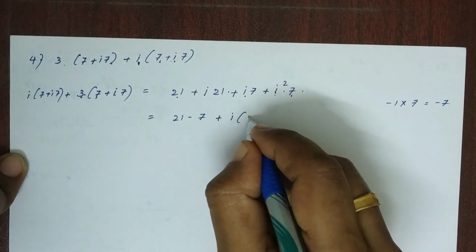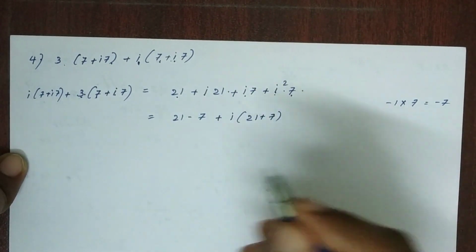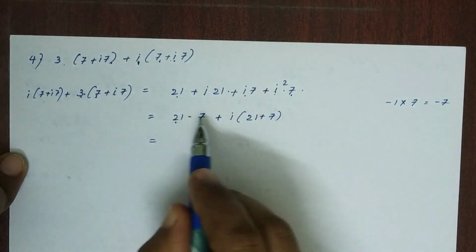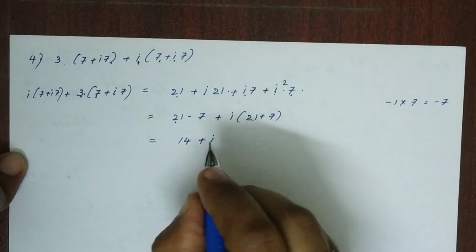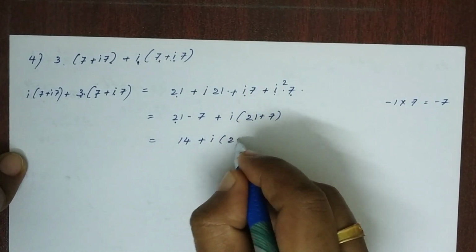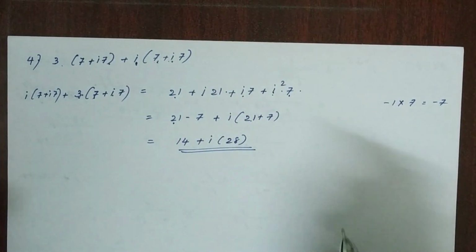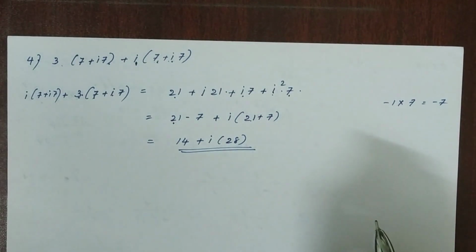So we take i common, 21 plus 7. So this is equal to 21 minus 7, that is 14, plus i into 21 plus 7, that is 28. So 14 plus i into 28.